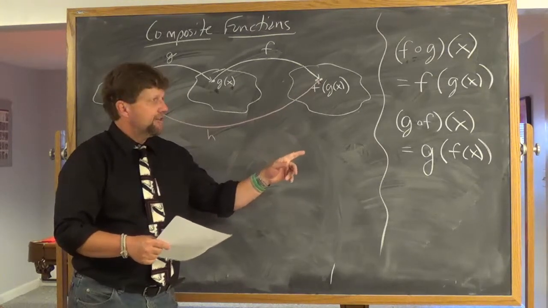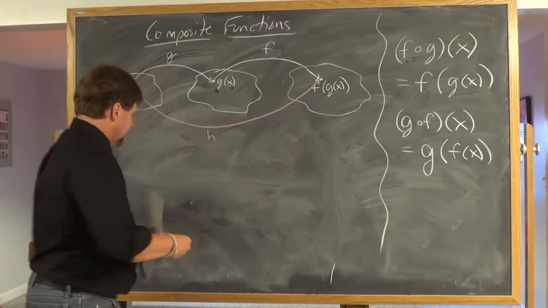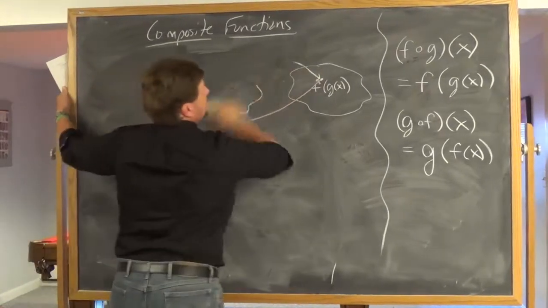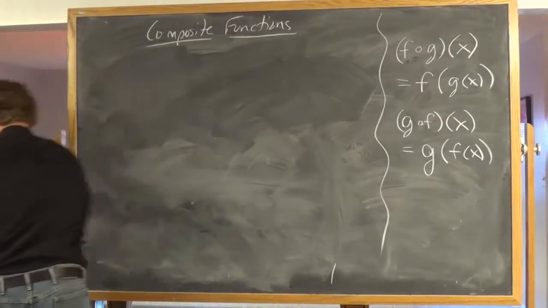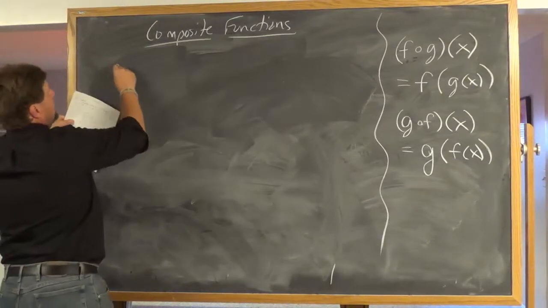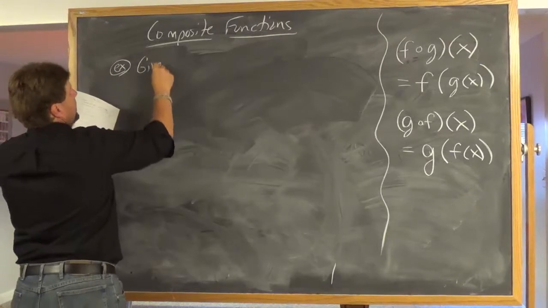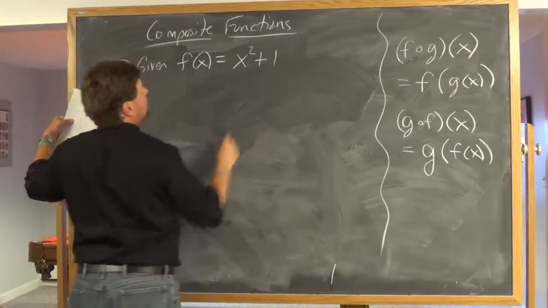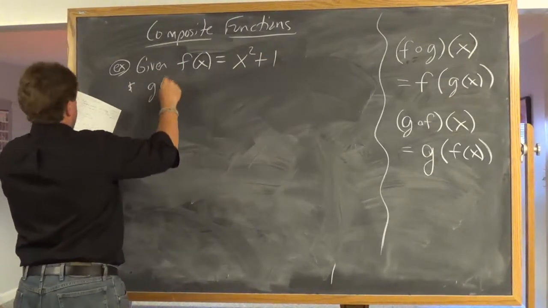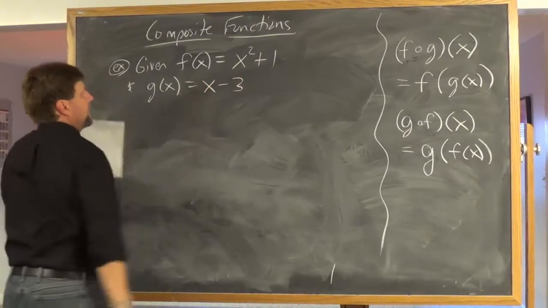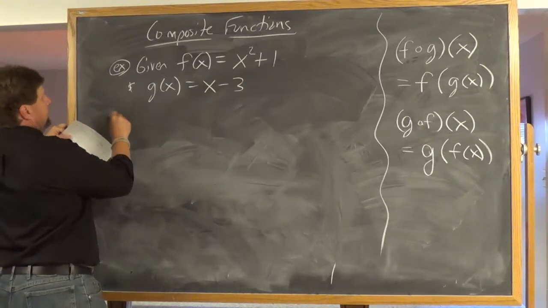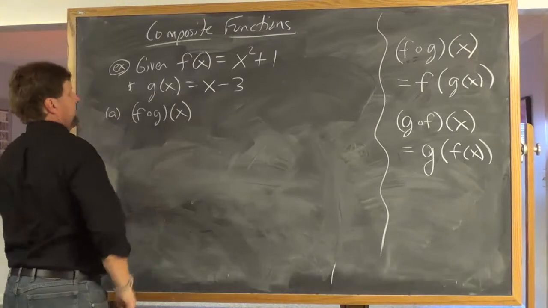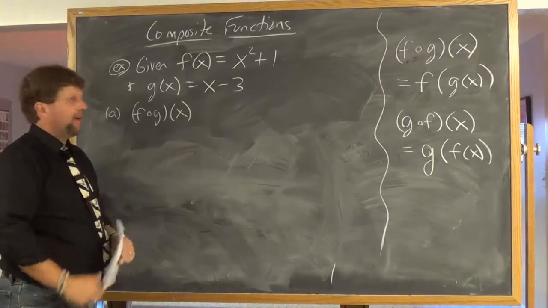Let's just use these definitions in an example right now. Let's work through an example. So let me grab my eraser, make some space here. In this example, let's say we are given f of x is x squared plus 1, and g of x is x minus 3. Let's do two things here. Part A. Let's find f composed with g of x. Let's find the fog of x.